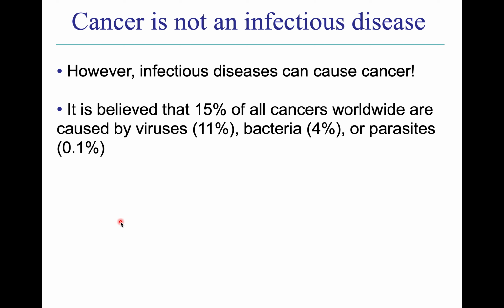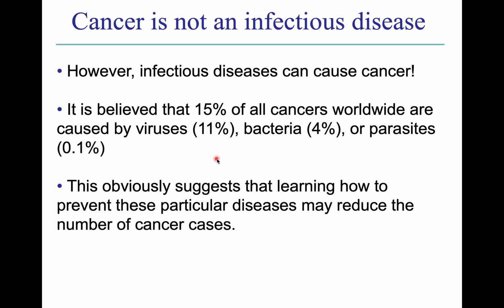Now, I should start this by saying that obviously cancer is not an infectious disease, but there are quite a few infectious diseases that can increase your risk of cancer. It's believed that about 15% of all cancers worldwide are caused by viruses, bacteria, or parasites, with the bulk coming from viral infections, about 11%. There's a lot of interest in this phenomenon because if we could reduce infection by these particular agents, we could also dramatically reduce the number of cancer cases.